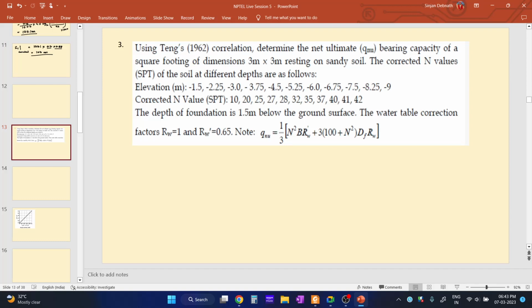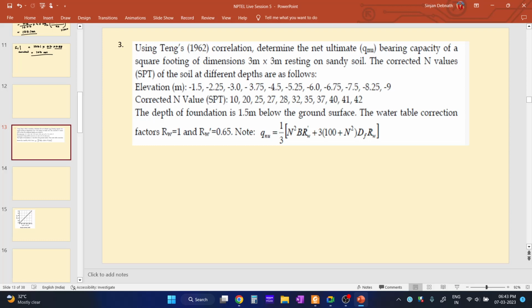So what is the next question? Using Teng's 1962 correlation, determine the net ultimate bearing capacity, q_nu, of a square footing of dimensions 3 meter by 3 meter resting on sandy soil. Okay, so here is a square footing of dimension 3 meter by 3 meter resting on a sandy soil. We need to find out the net ultimate bearing capacity of the footing. So corrected SPT values are given over here. Depth of the foundation is also given over here, which is 1.5 meter below the ground surface.